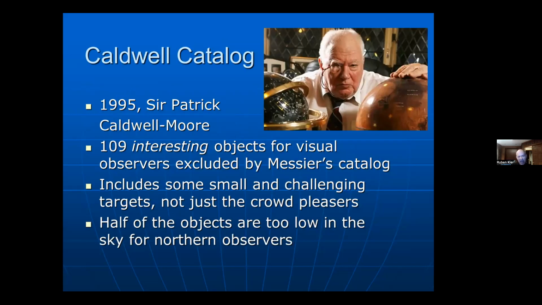Subsequent to that, in 1995, Patrick Moore, whose middle name, I think his mother's family name, was Caldwell, came up with another list of 109 objects that he felt were interesting. He was either editor or on the editorial board of Sky and Telescope magazine, and he collected this list, and he thought that these ones would be interesting for visual observers. But it also included some small and challenging objects, not just the brightest ones.